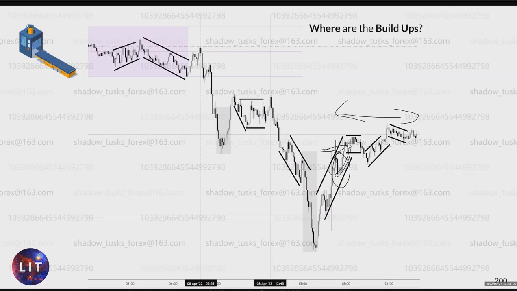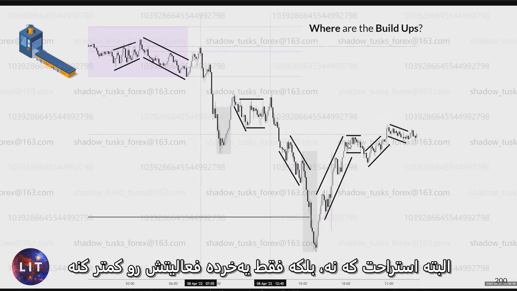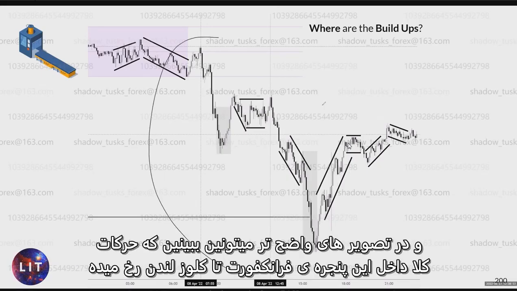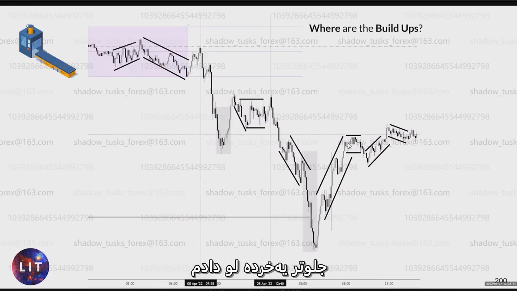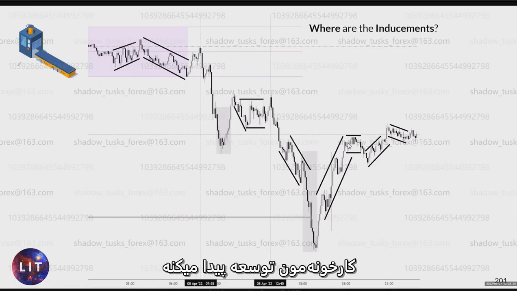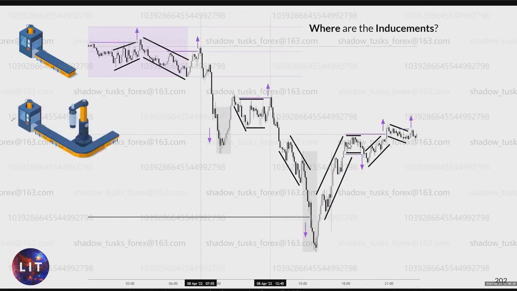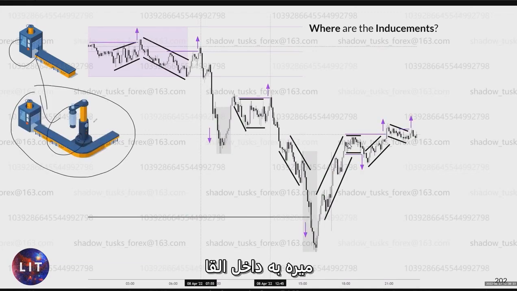Enigma needs a break. Of course, no break, but it just narrows it down a little bit. And in the cleaner pictures, you can see the moves all happen inside the Frankfurt until London close window. Okay, those are the key windows we're focusing on. So based on the build-ups, I already spoiled a little bit: where are the inducements? And guess what? We're having our factory getting extended. Boom! From the build-up into the inducement.